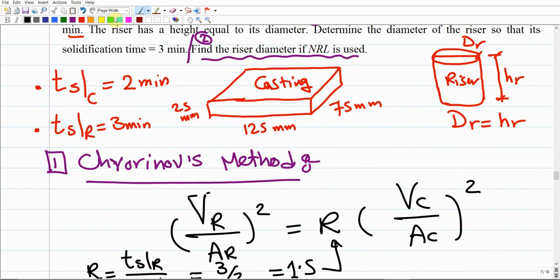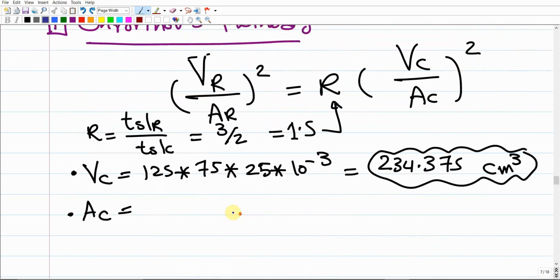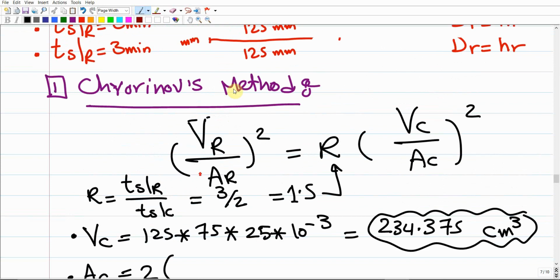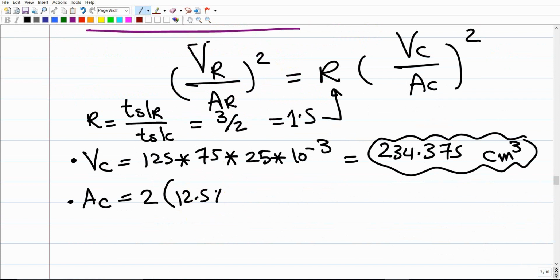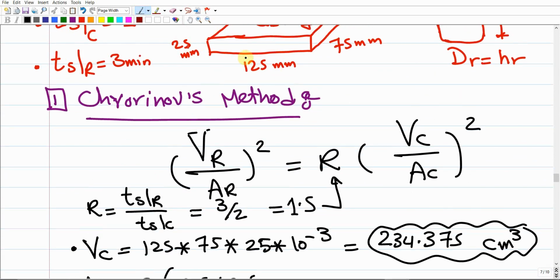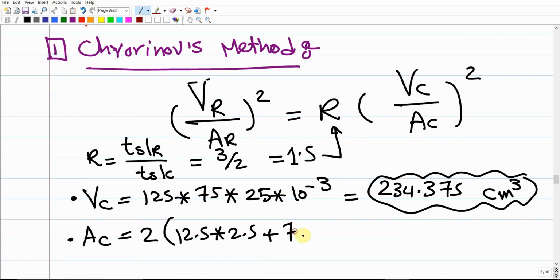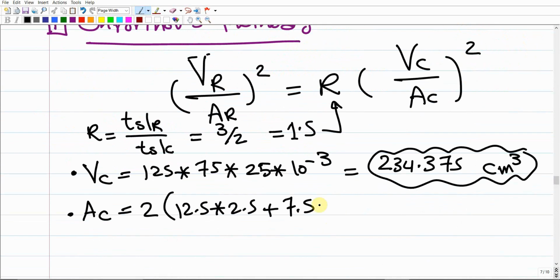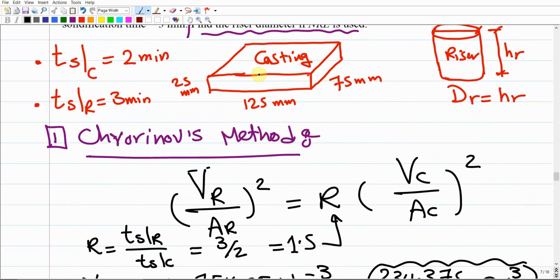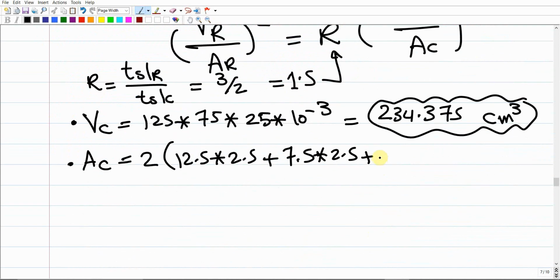The surface area of the casting is this area times 2, because there are 2 surfaces for this one, and this area times 2, and this area on the top times 2. Very simple, right? 6 faces, 6 surfaces. So the surface area of this casting will be 2 times the first area, 125, which you can convert to centimeter directly, so it's 12.5 times 2.5, which is the thickness, plus the second area, which is 7.5 because it is 75 divided by 10, times 2.5, plus the third area on the top, which is 125 times 75, so 12.5 times 7.5 to convert to centimeter.